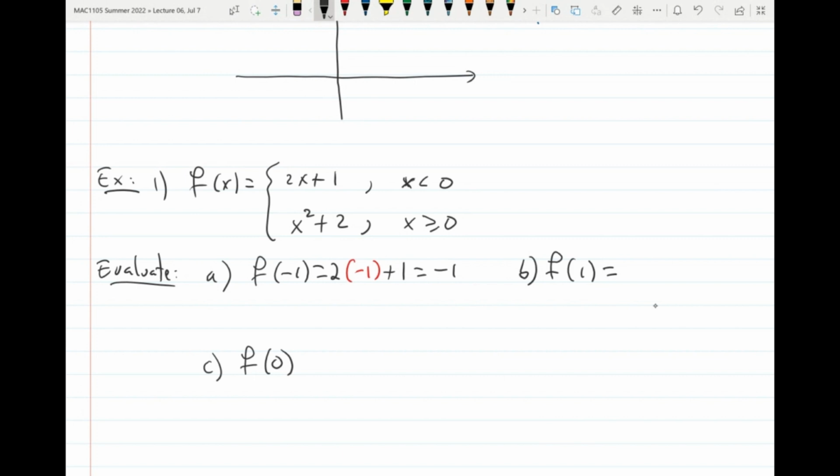Okay, so here we use the second one, so that would be 1 squared plus 2, so that gives 3, okay? And then f of 0, what piece do we use? The second one, very good. Notice that the second one is x greater than or equal to 0, okay? The first one is only for less than 0. So we use the second formula, so the answer here will be 2. Is it clear how to evaluate piecewise functions?